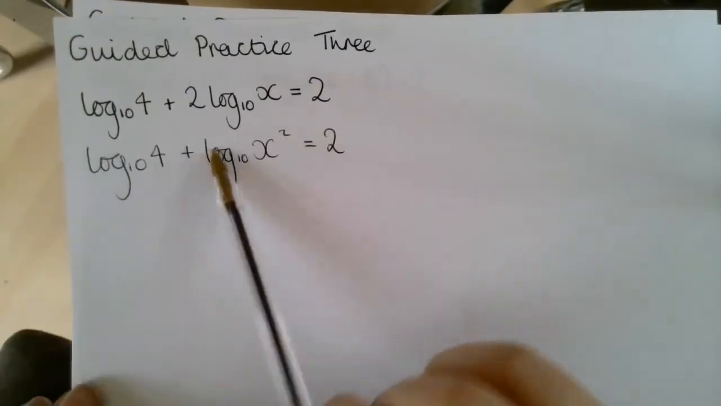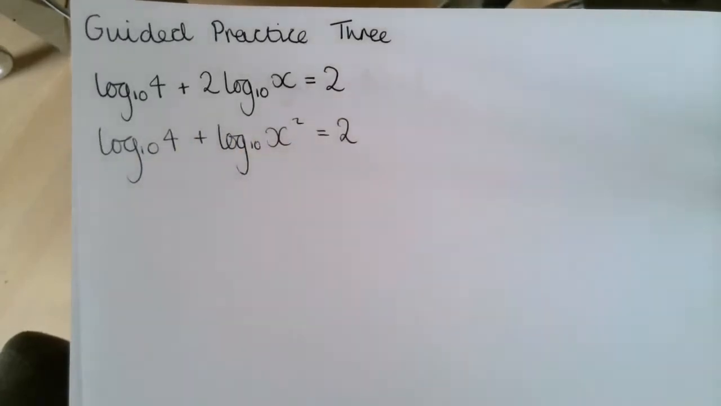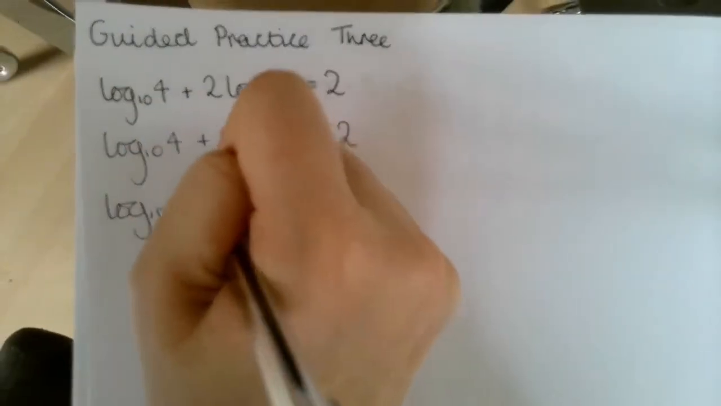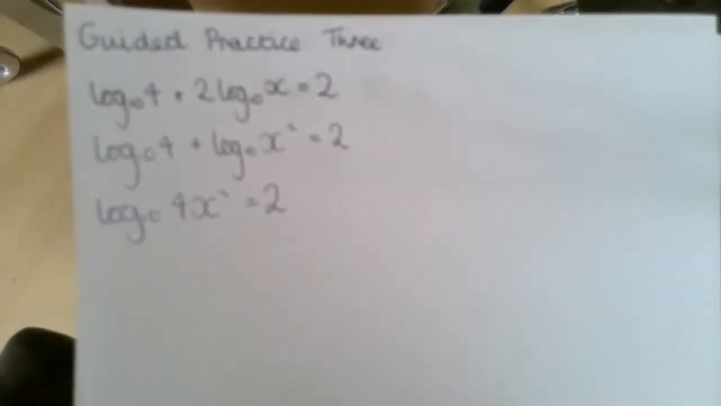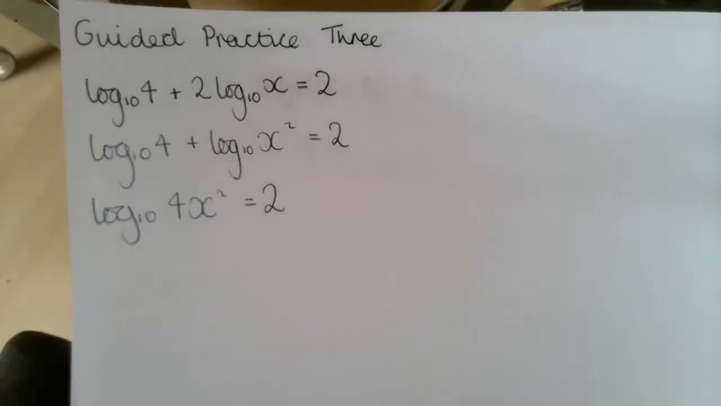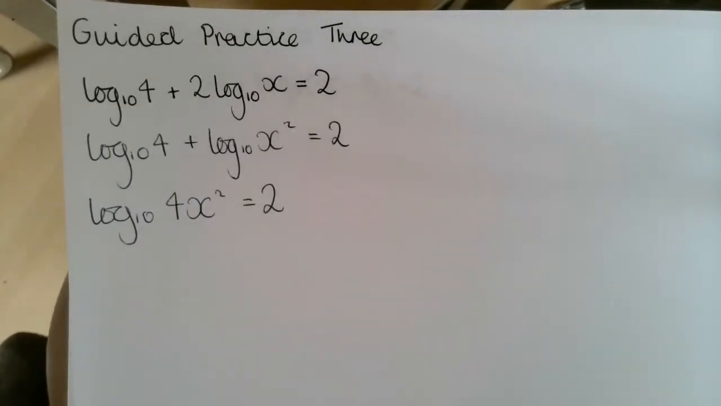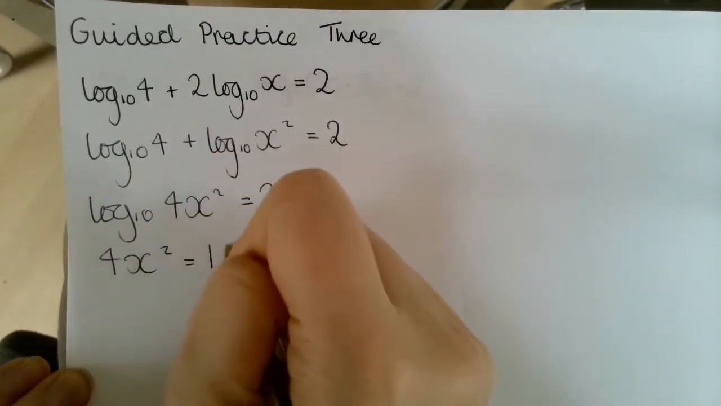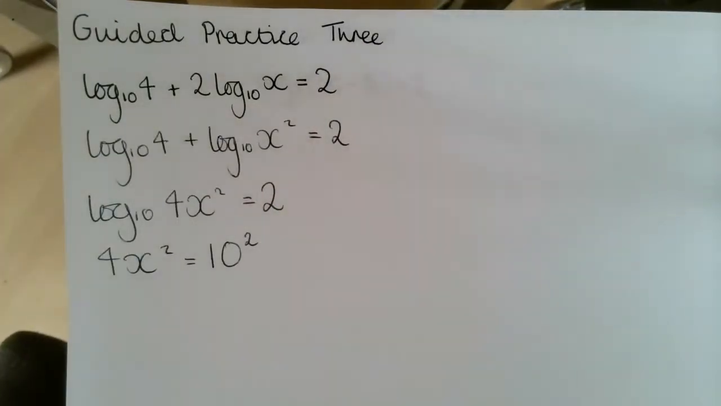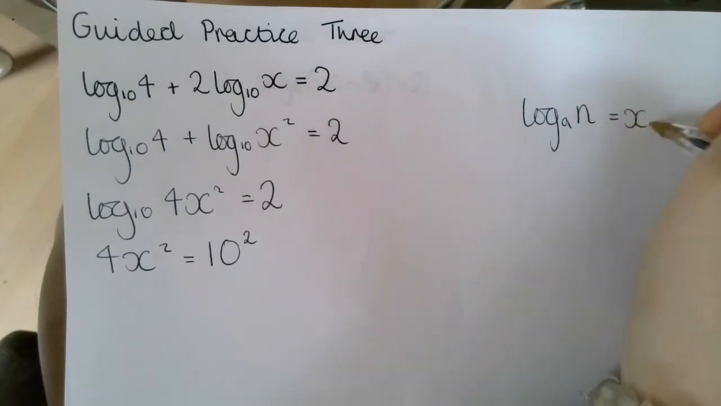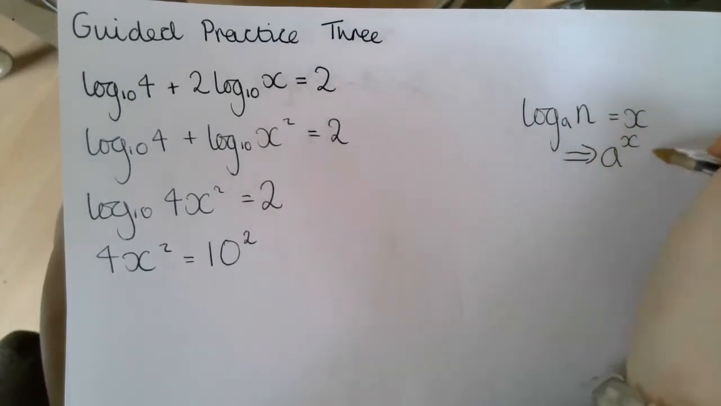I've got two logarithms here that are added together with the same base, so I can use that multiplication law, and I get log base 10 4x squared equals 2. Now if we rewrite the logarithm using powers, we know that 4x squared is equal to 10 to the power of 2. The reason why we know this is because log a n equals x is equivalent to a to the power of x equals n.